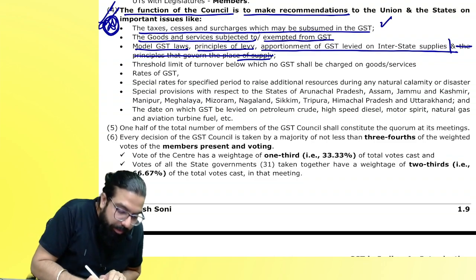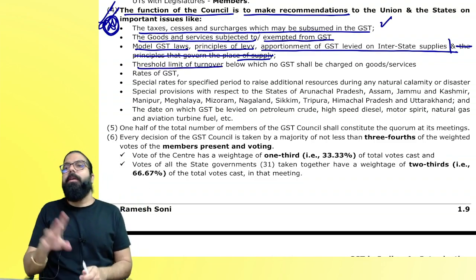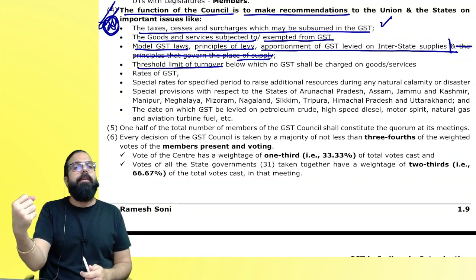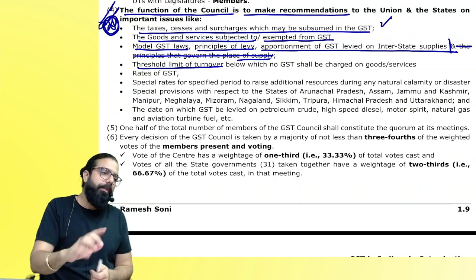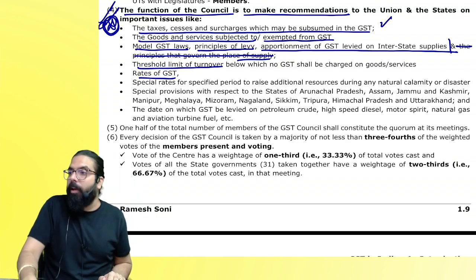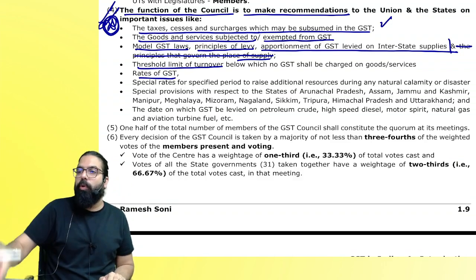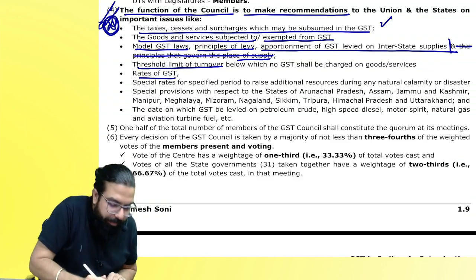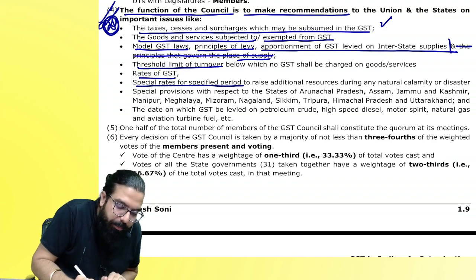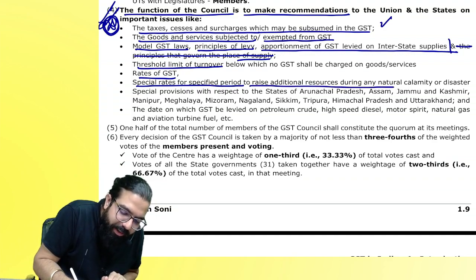Next. Threshold limit for turnover. What is the limit for registration? Who will tell? GST Council. Rate of GST on this item 18%, on this item 12%. Who will tell? Council. Special rate for specified period to raise additional resources.